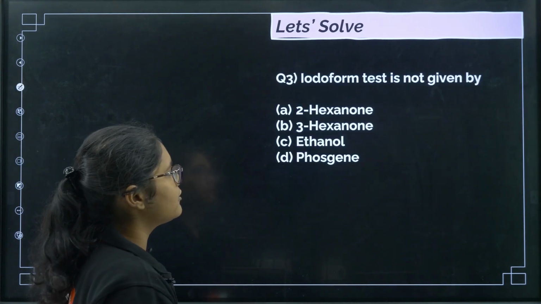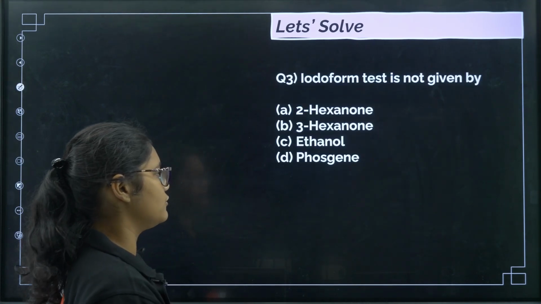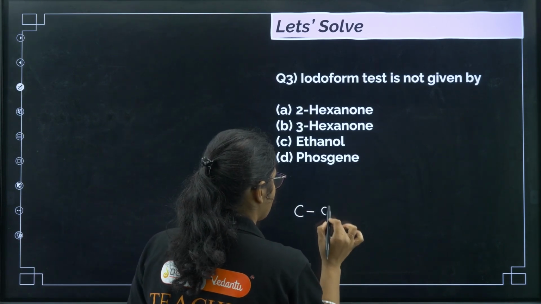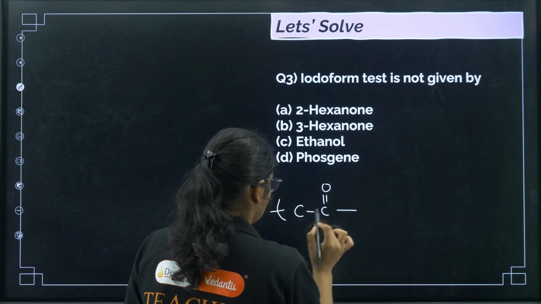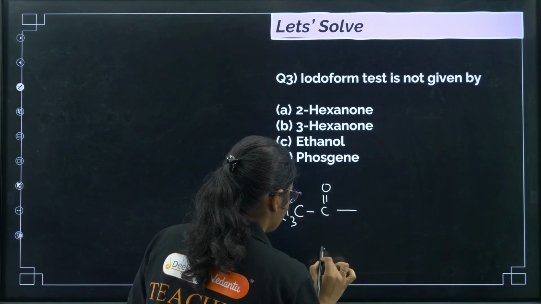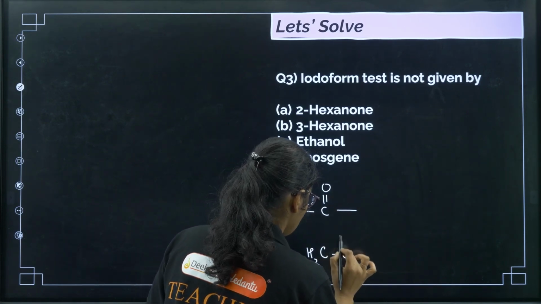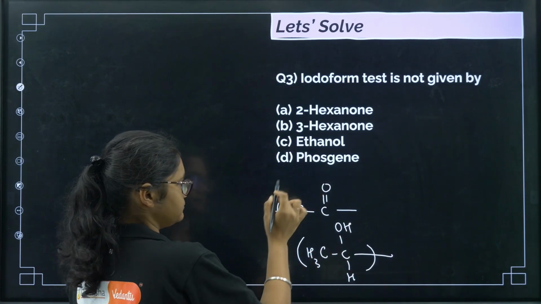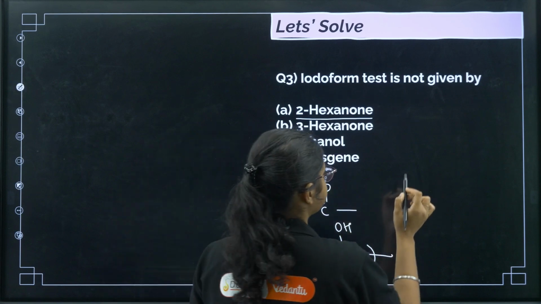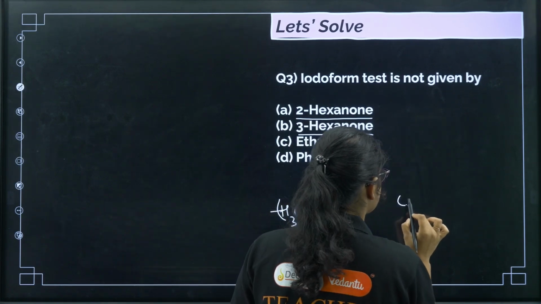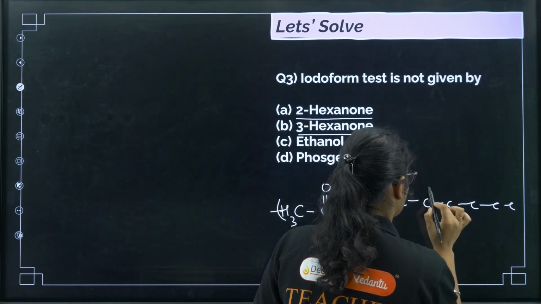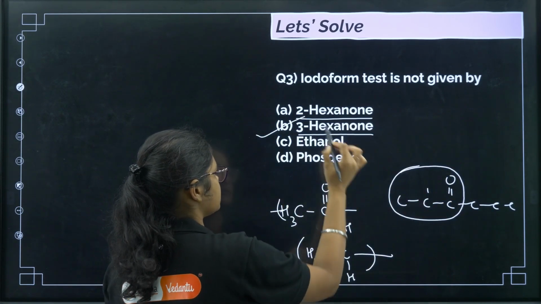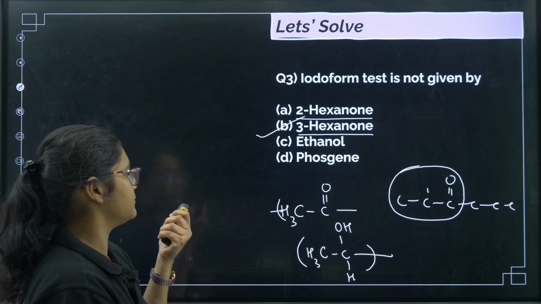Okay, next question. Iodoform test is not given by. For the iodoform test, what do we need? We need this group: a CH3CO group, or you can have a CH3CHOH group. Now hexan-2-one will give the test, but hexan-3-one does not have the methyl ketone, so this one will not show it. Correct answer is option B.